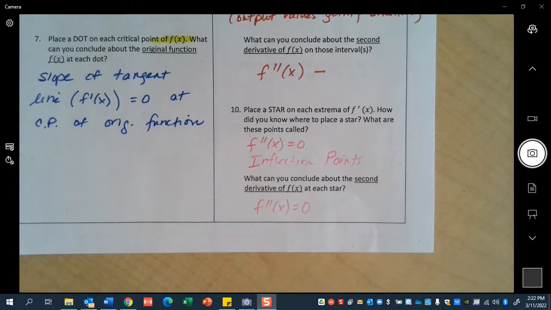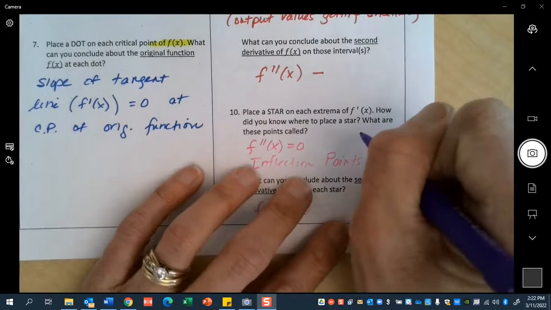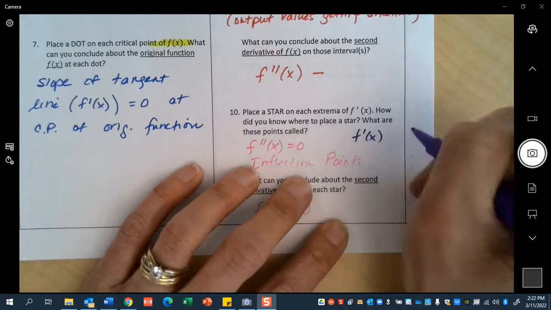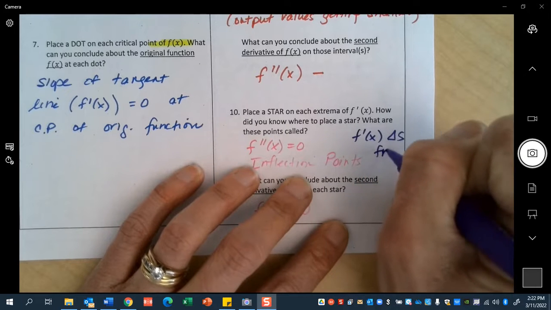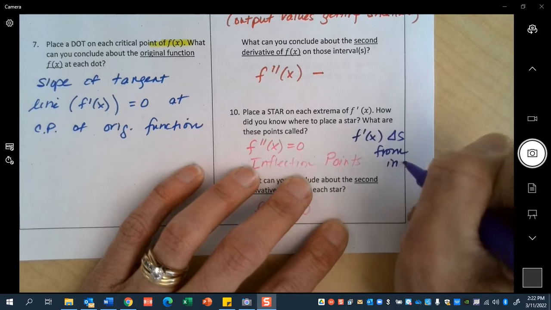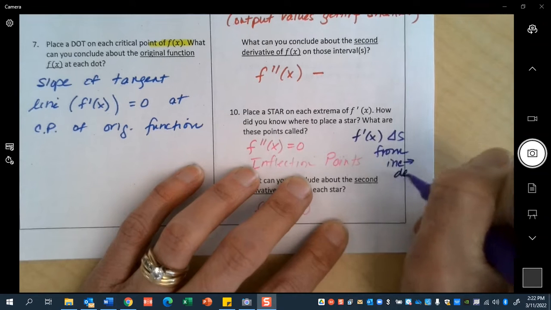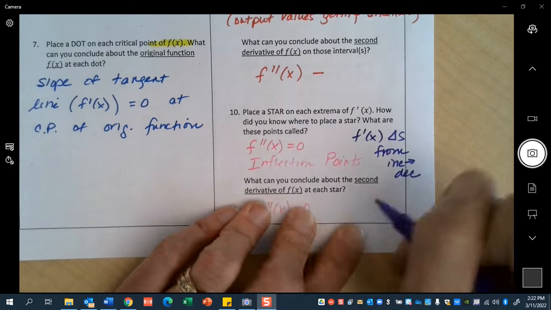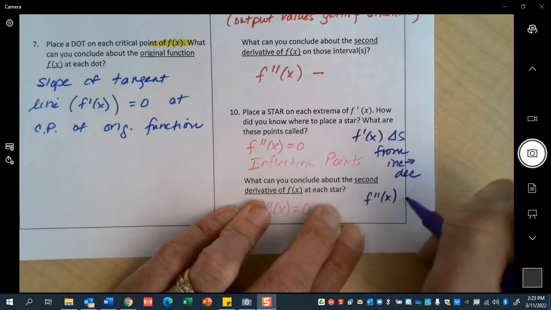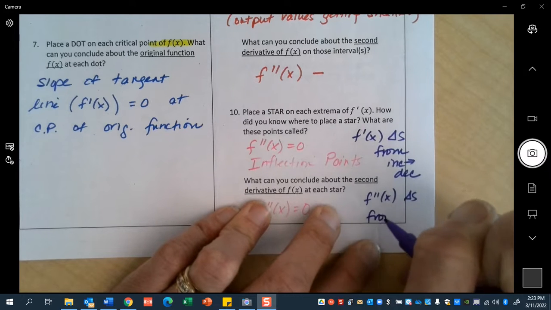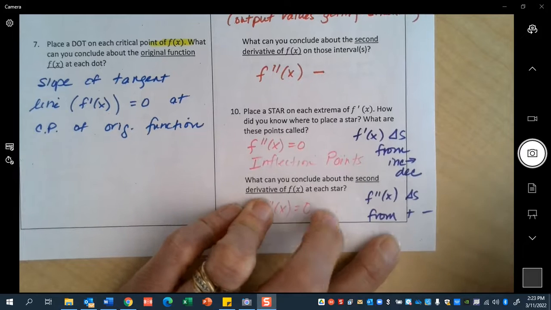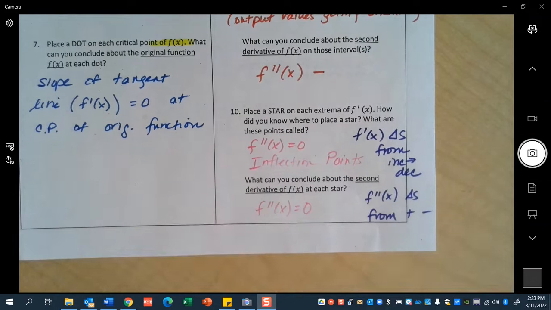So those are my inflection points, where my second derivative is equal to 0. And that's where my derivative goes from increasing to decreasing. I can add that onto this too. I could say that happens where f prime changes from increasing to decreasing, and that's where f double prime changes from positive to negative, or vice versa. I can go from negative to positive.